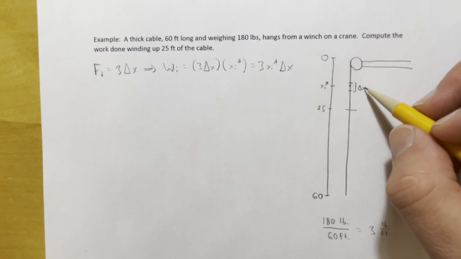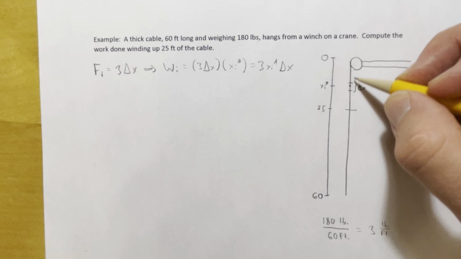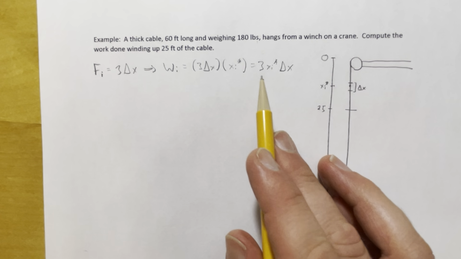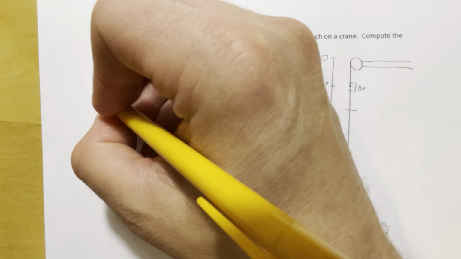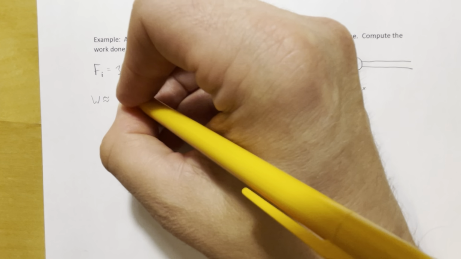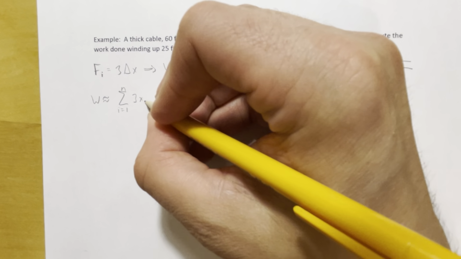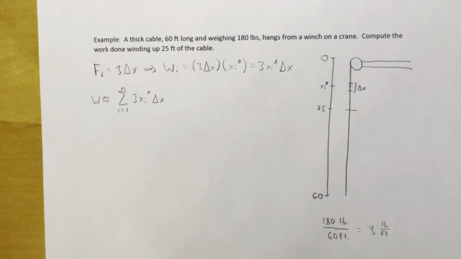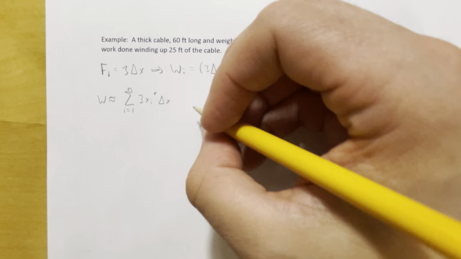But the way that I want to compute the total work done is approximate the work done on this part of the cable by summing up all of these for each of the subintervals. So the total work done is approximately this summation, the sum as i goes from 1 to n, assuming there's n subintervals here, of this function, 3 x_i star delta x. And I can get an exact answer out of this if I let n go to infinity.